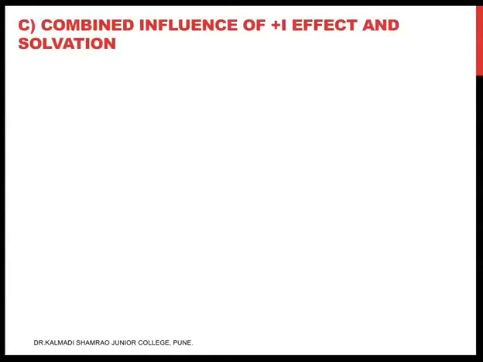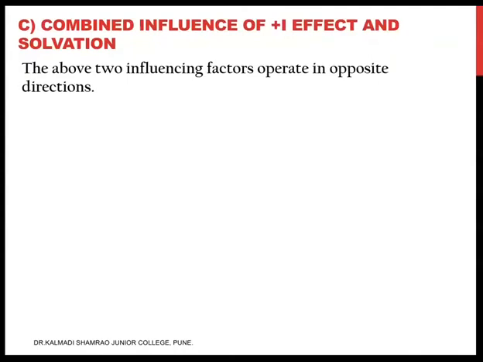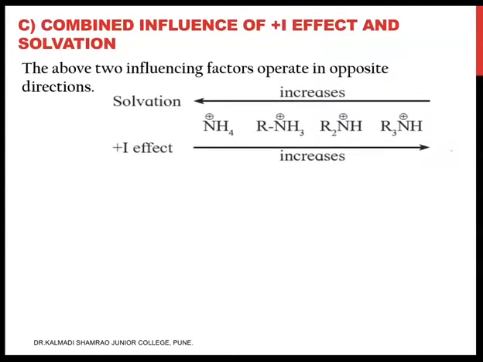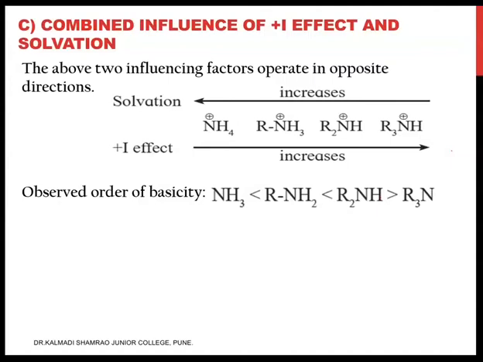Now the combined influence of positive inductive effect and solvation will give us the correct trend for the basicity of these amines. The above two influencing factors operate in opposite directions. According to the positive inductive effect, the basicity increases from the ammonium ion to the conjugate acid of the tertiary amine, while solvation says that basicity increases towards the ammonium ion, because the ammonium ion is more solvated as compared to the other 3 aliphatic amines. Now the observed order of basicity is this, in which the strongest base is our secondary amine.